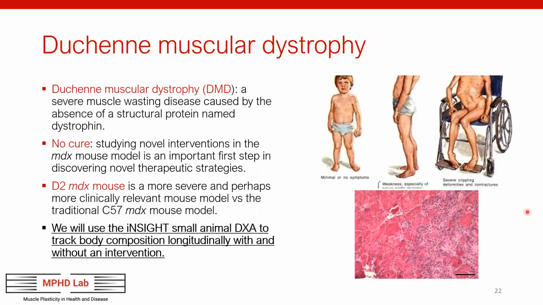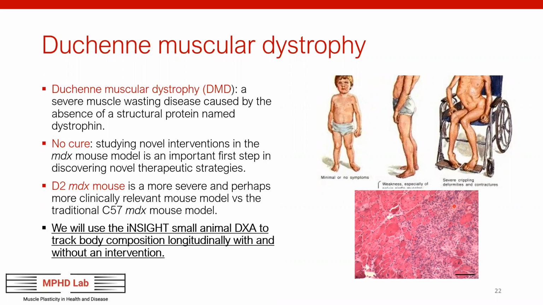The next project that we have is on Duchenne muscular dystrophy. It's a severe muscle wasting disease caused by the absence of the structural protein named dystrophin. So without dystrophin, our muscles become fragile and weak. This is a histological H&E stain. You can see clear signs of pathology, central nuclei, some immune cell infiltration. So the muscles definitely look weak and damaged.